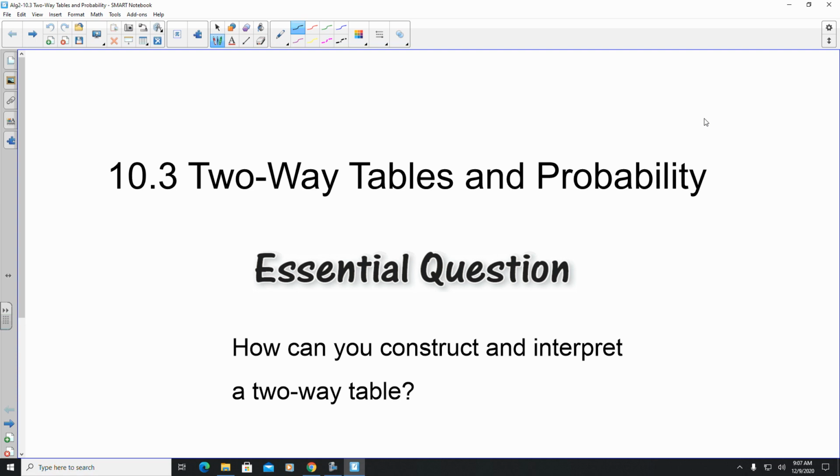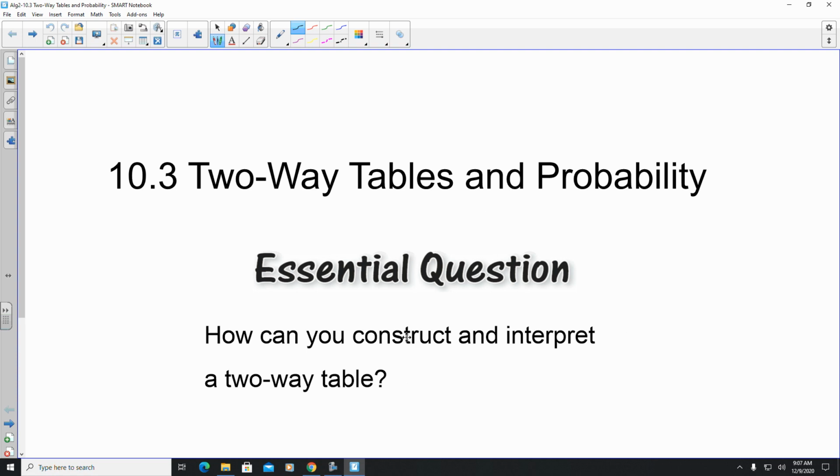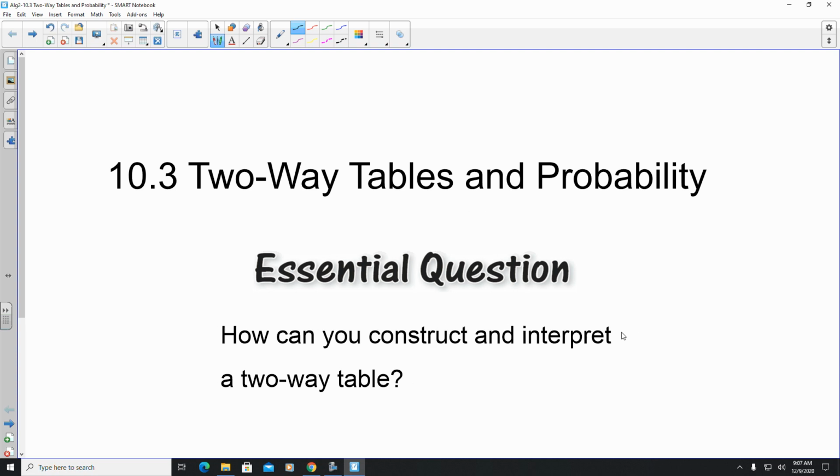Welcome to the video. In this lesson, we're looking at section 10.3, where we're going to be looking at two-way tables and probability. One of the things they are asking us is how can you construct a two-way table and how can we interpret a two-way table?